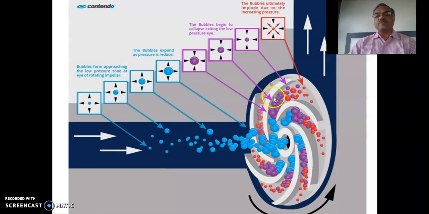Then at a certain high pressure region, these bubbles collapse. The bubbles ultimately implode due to the increasing pressure, and this causes removal of the material. So this phenomenon, as you can see here, can take place majorly on the blades of the impeller, or maybe the walls of the casing, some portion of the delivery pipe, and even some portion of the suction pipe.